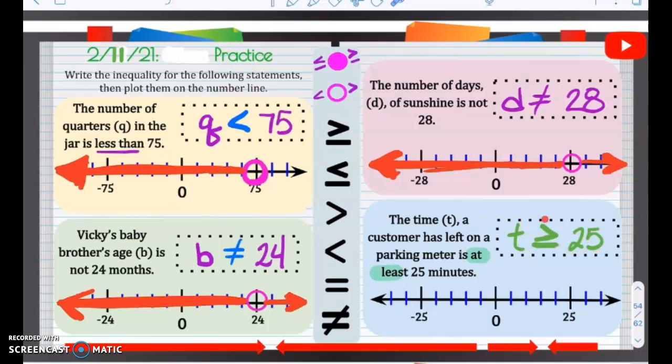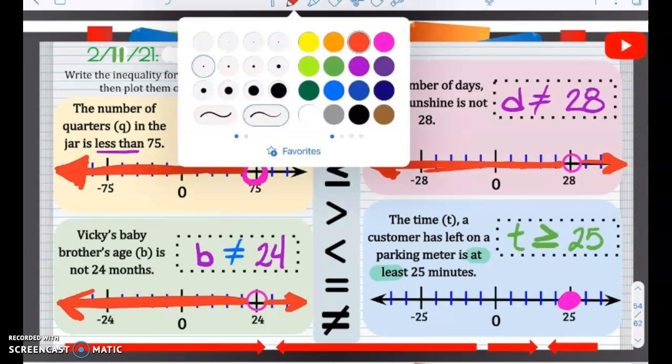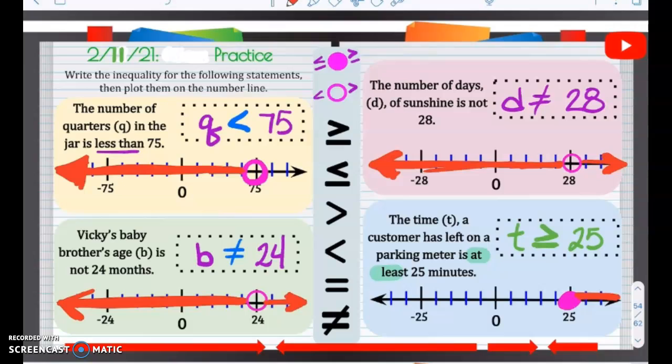Now, we have that greater than or equal to symbol, so it's going to have that closed circle on 25. T is going to be bigger than that. So we're going to take one of these small arrows, and it can be any number bigger. We're going to have that little arrow over here, and that's going to be it for our inequalities.